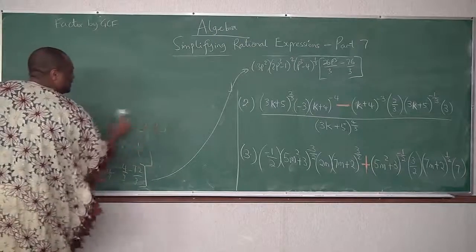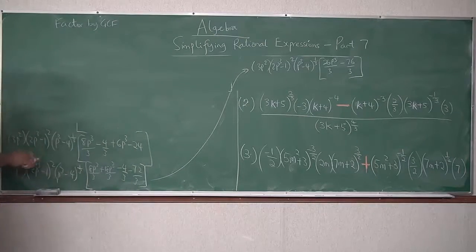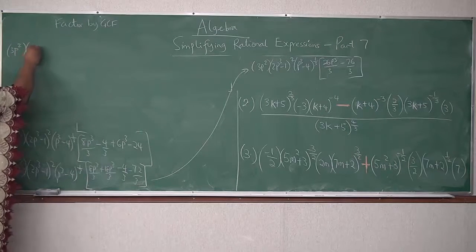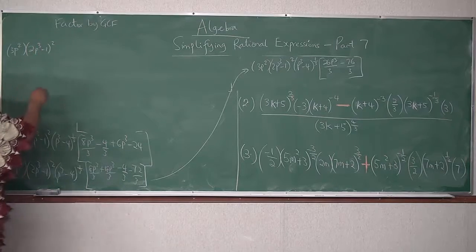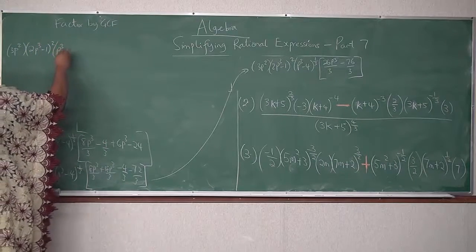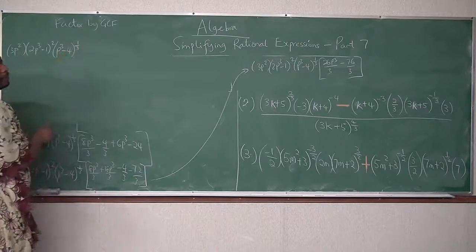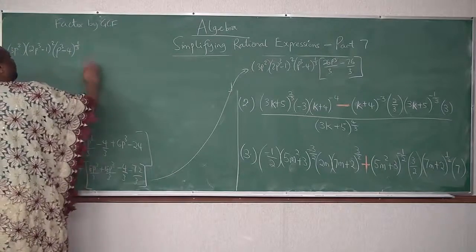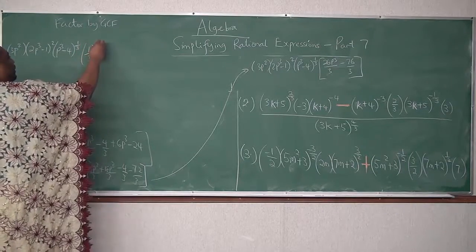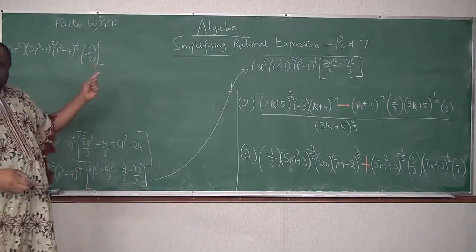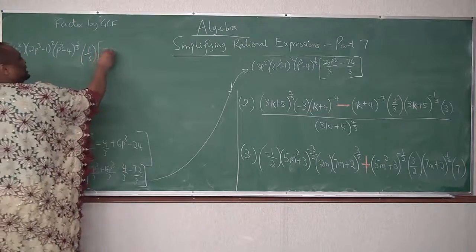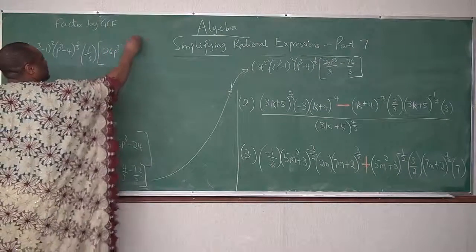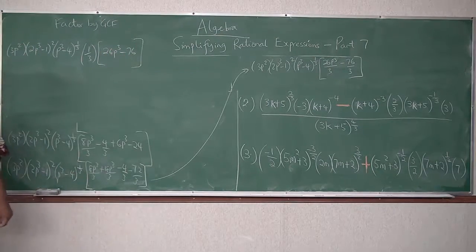So we're all doing this by GCF. So this will give us what? 3p squared times (2p cubed minus 1) all squared times (p cubed minus 4) exponent 1 over 3 times, now if you look at this, you can bring out 1 over 3. Okay, you can bring out 1 over 3 there. And you have 26p cubed minus 76.